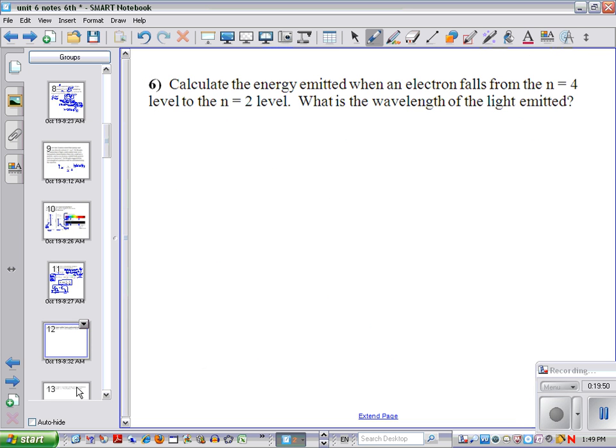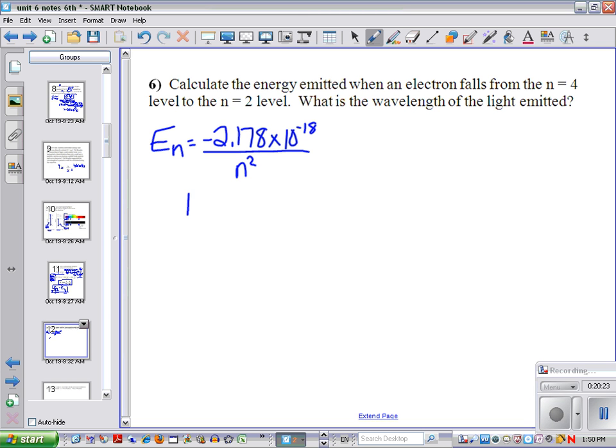So our problem says, calculate the energy emitted when an electron falls from the 4th energy level to the 2nd energy level. And then from there, it asks the second question that says, what is the wavelength of light emitted? We're going to do that at the very end. First thing I want to do is look at the energy. The Rydberg equation says that the energy is equal to negative 2.178 times 10 to the negative 18th divided by the energy level squared.